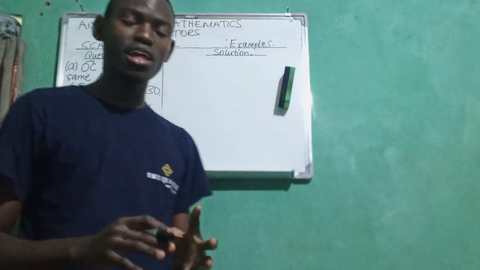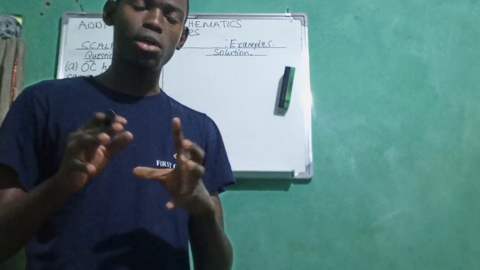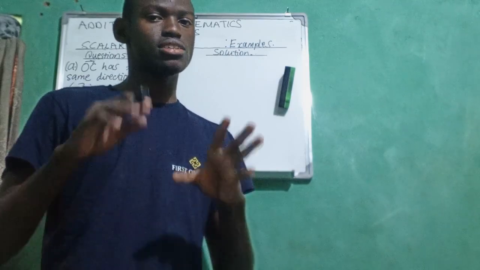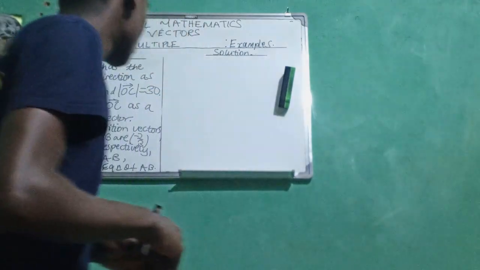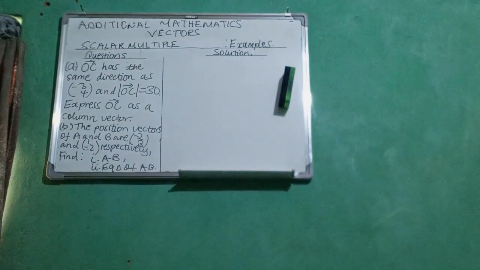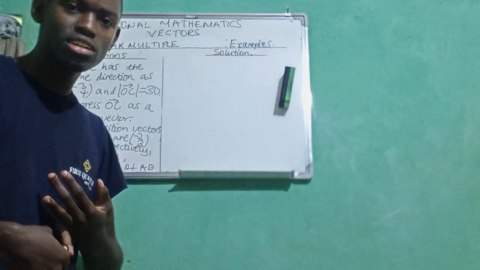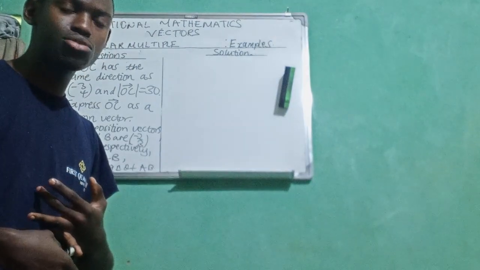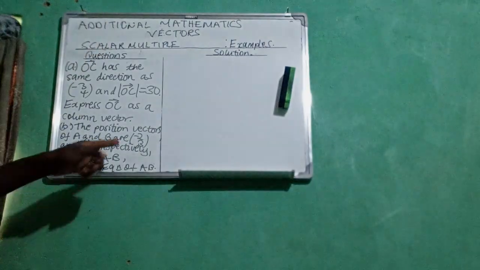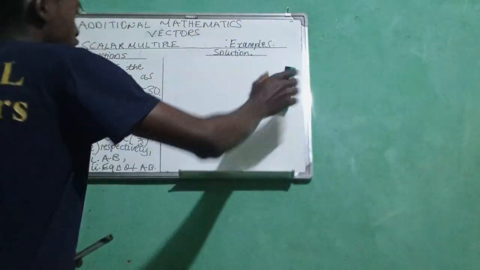Position vectors simply mean that that vector is a point. It is a point on the x or y plane, starting from the origin. So they want us to find AB. They have not told us if they want us to write in the column vector or in the linear form. So I'm going to write in the column vector because A and B are already in the column vector form.